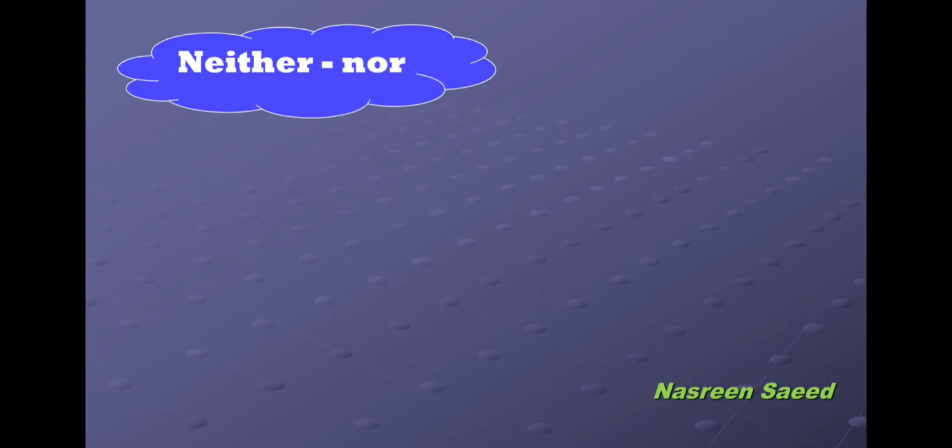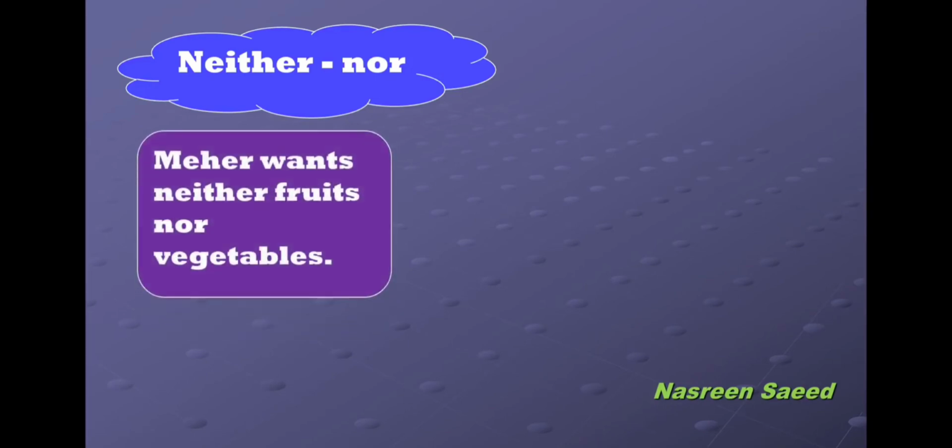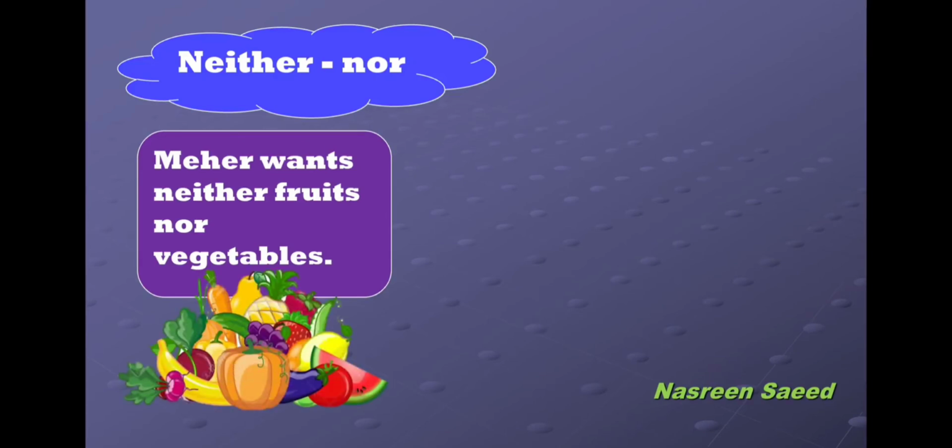Now we know in coordinating conjunctions we have and, but, so. In correlative conjunctions we have neither nor. So if you see, they are in a pair, they come together, we cannot use them separately. If you are using neither, we have to use nor also. Meher wants neither fruits nor vegetables. So what is Meher telling? Meher is giving equal importance. The words neither and nor show that Meher gives equal importance to both vegetables and fruits. She does not want either of them.